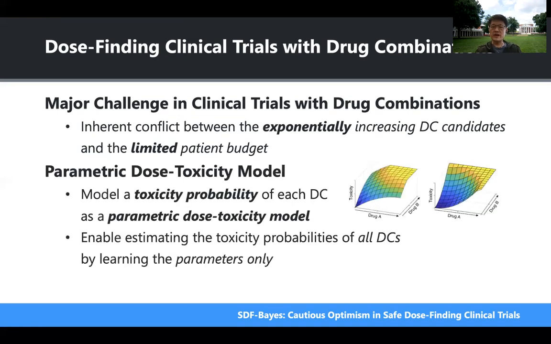Luckily, we have very good parametric dose toxicity models from the literature and from practice. And the idea here is, instead of learning the toxicity level for every DC candidate, we reduce that to learning the parameter of a particular parametric dose toxicity model, and then using this parameter to estimate toxicity probability of all the DCs. This helps us reduce the requirements in terms of the limited patient budget, while we still want to learn the MTD effectively for a large number of DC candidates.